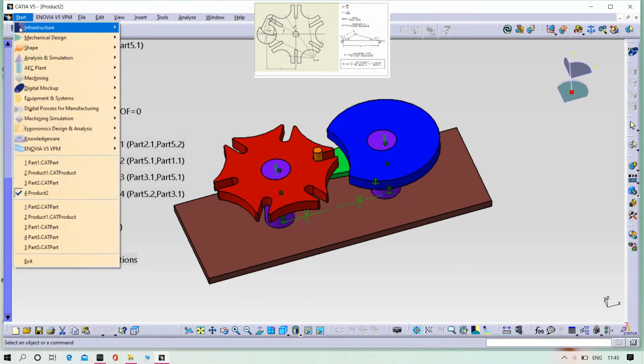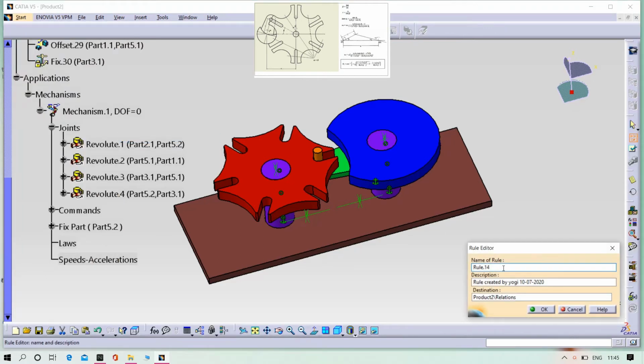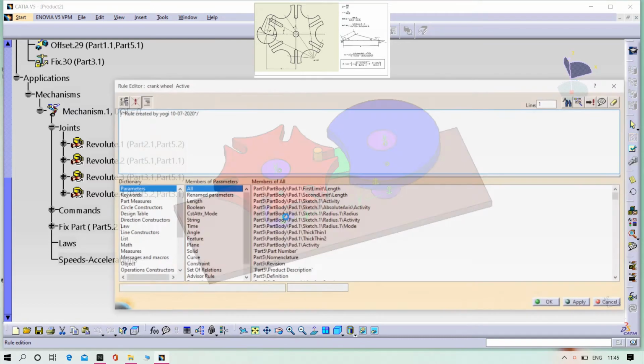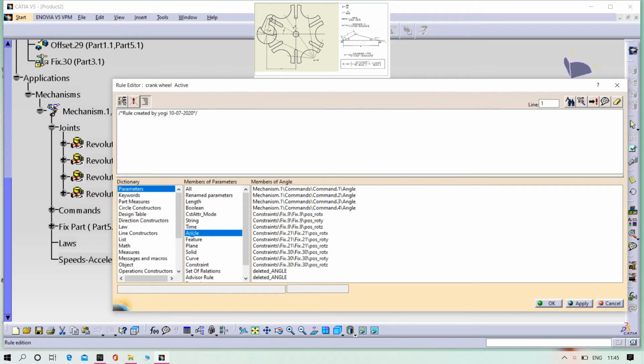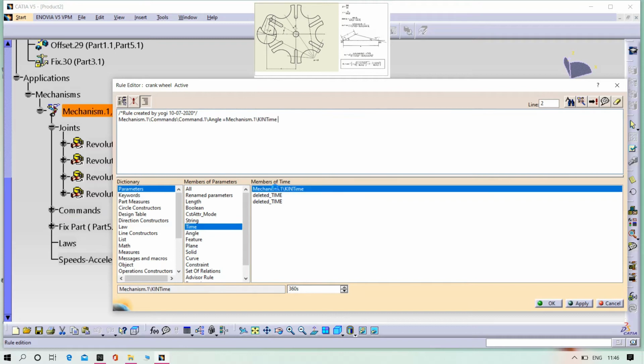For that we need to go to the Knowledge Advisor. Try to click here and put the rule name as crank wheel. Click OK. Then try to go to the angle. The first angle must be equal to divided by 1 second into 1. Apply.